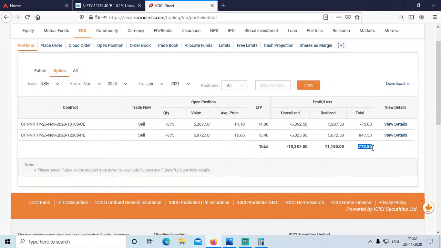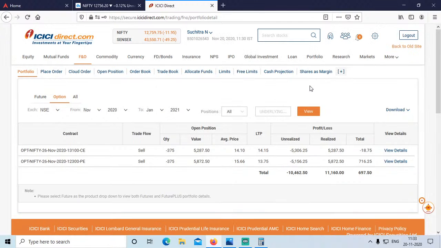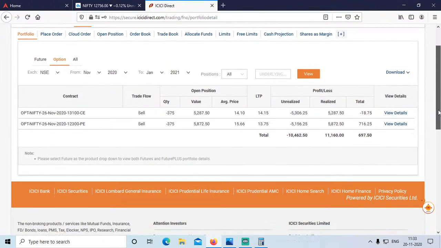Okay, now our profit got increased to 772, but if you see overall, our put option sell is giving profit. Put option sell is giving profit means market is going in a positive way after we put the order, and our call option sell is giving loss. But when we check together, we are getting profit.